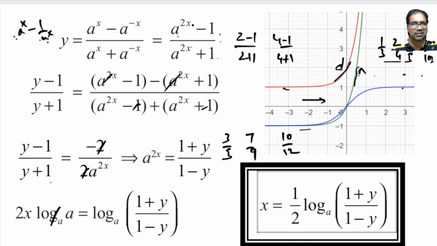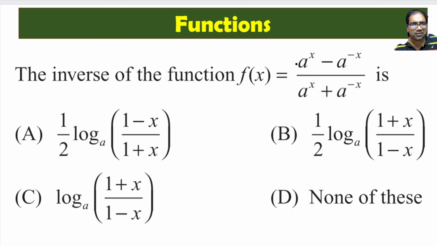As we increase x, this one is also continuously increasing. And this function itself, a^2x, is continuously increasing. That's why (a^2x - 1) by (a^2x + 1) is always continuously increasing. Here it is not asked whether it is increasing or not, but whenever we are asked about the inverse, we should be careful that the function is 1-1, that is, continuously increasing in a given domain. Right, guys? Thank you.